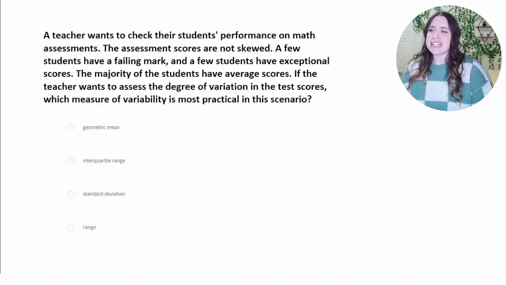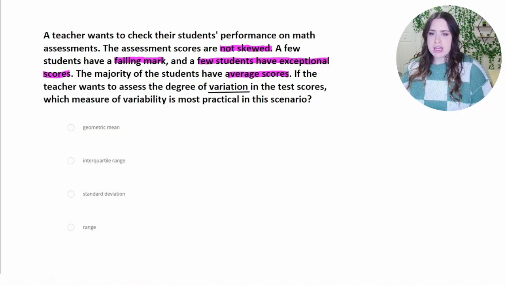This next question says, a teacher wants to check their students' performance on math assessments. The assessment scores are not skewed. That's going to be important. A few students have failing marks, and a few students have exceptional scores, but the majority of the students have average scores. Those are just further describing the fact that it's not skewed. And the teacher wants to assess the degree of variation in the test scores. Which measure of variability is most practical in this scenario?